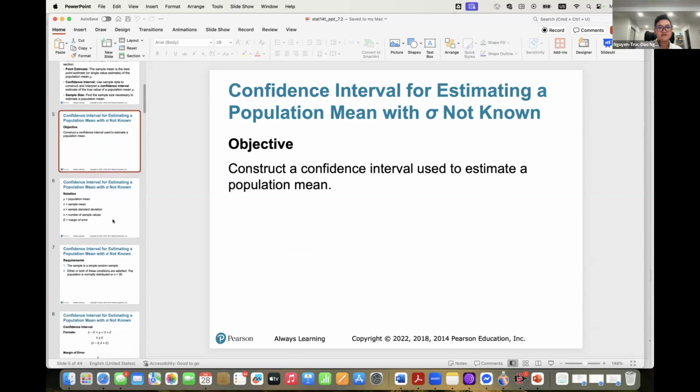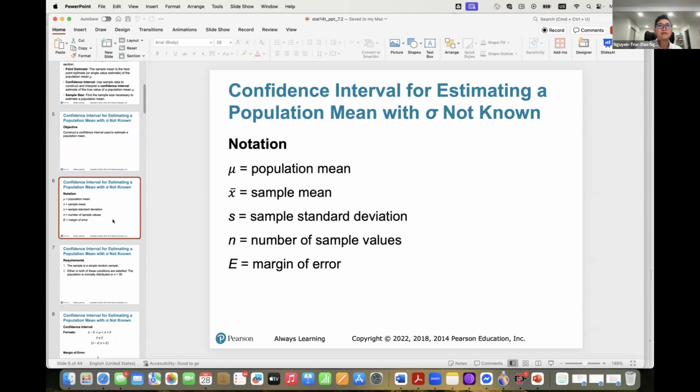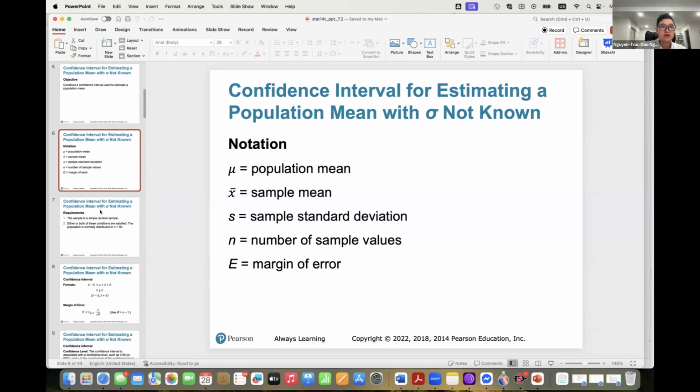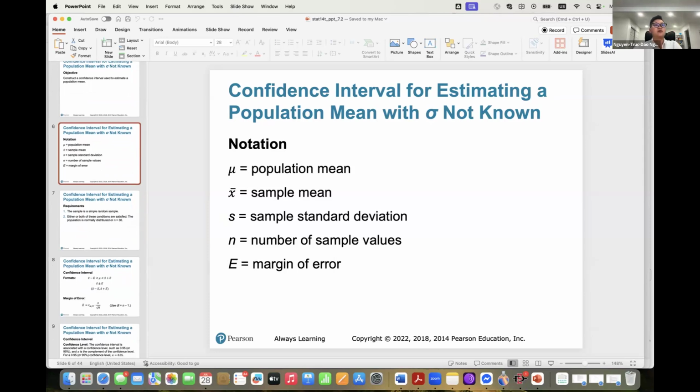The objective is to construct a confidence interval used to estimate a population mean. That's what we just did earlier for the normal distribution, right? Confidence interval for estimating a population mean with sigma not known. We must know all these notations first. Mu here is the population mean, X bar is the sample mean, S is the sample standard deviation, n is the number of sample values, and E is the margin of error. You can use ME for the normal distribution.